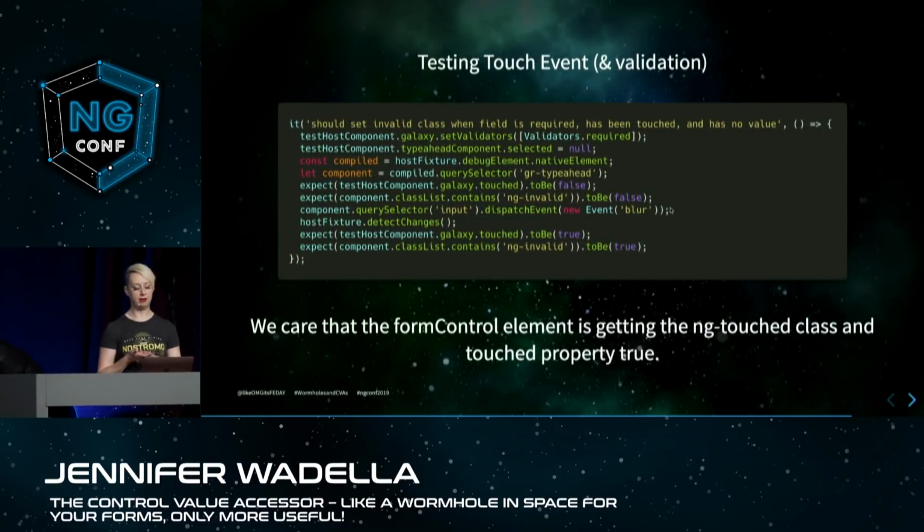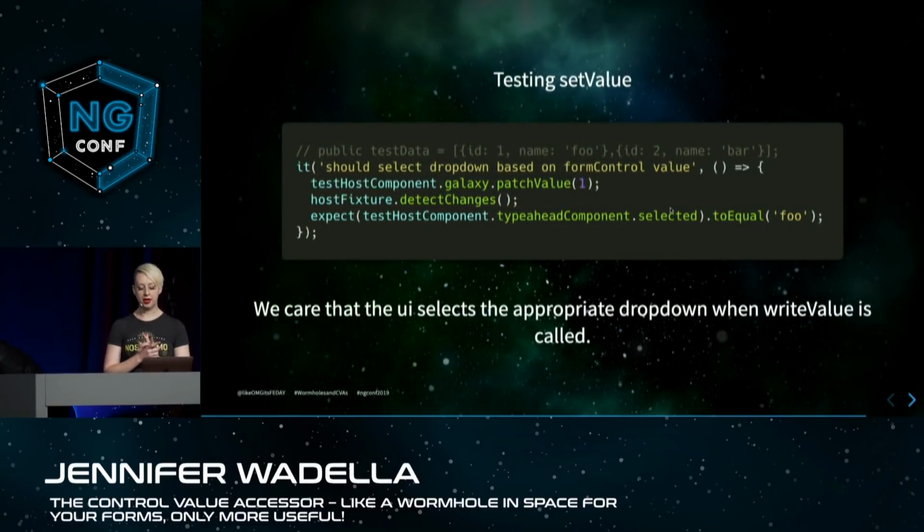We also really care about testing touch events and validation, so we want to make sure that our form control is getting the information necessary. So a couple different things going on here. I am setting this form control to be required to handle that, and then making sure that the proper classes like ng-invalid are being set when there's a blur event fired on that input and there is no value set. So we want to make sure that it is actually showing, hey, yes, this is now an invalid form control. We also want to be able to test set value. So if somebody is calling .setValue or .patchValue on our form control, our UI is going to reflect that appropriately.